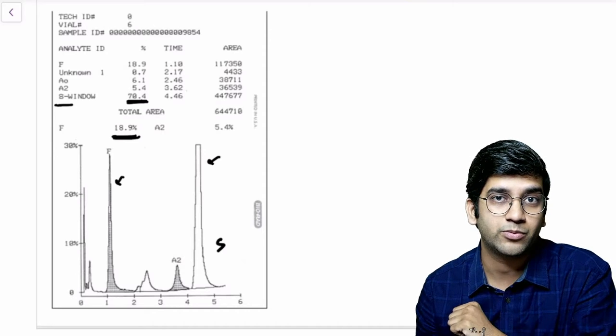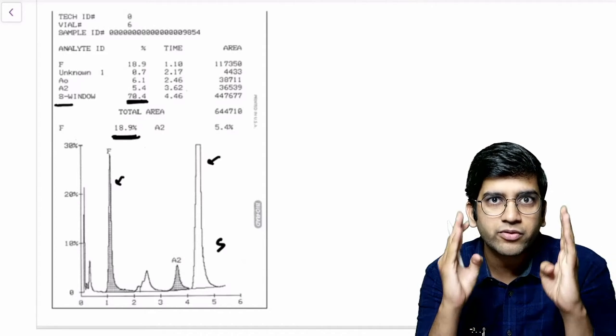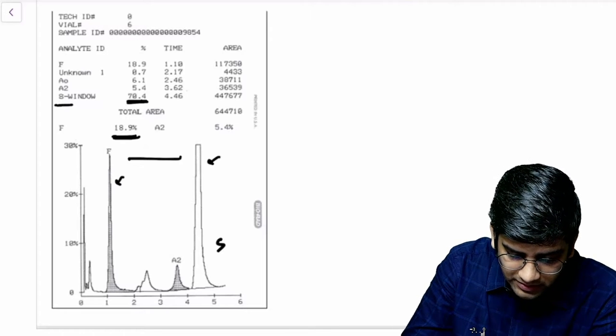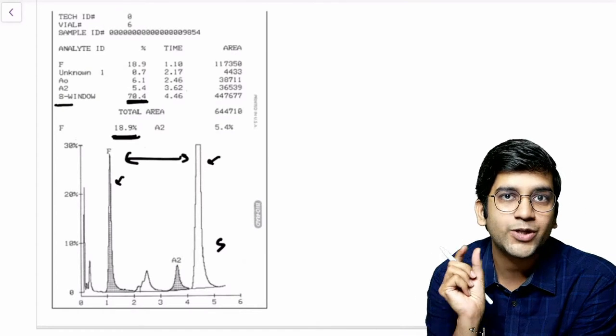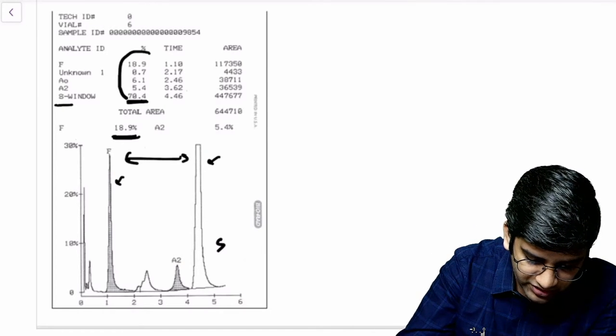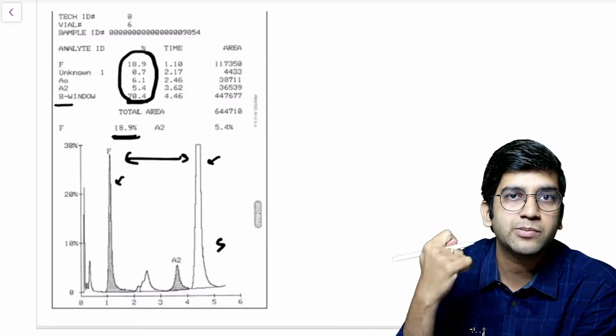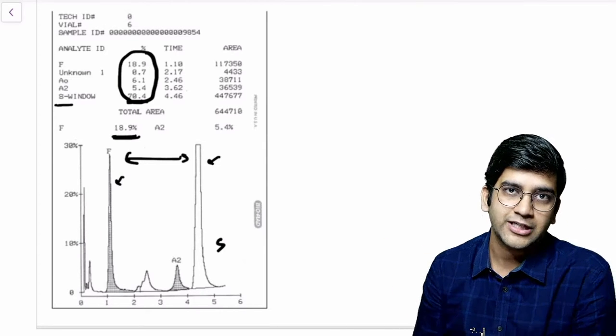Please be very, very careful about that. Peak might be the same. Both of them might look tall, but the area under the curve is different. It doesn't mean these two are equal. It's the area which matters, and always look at the percentage rather than looking at the graph. The percentage gives more information about HPLC than the graph per se, fine? Great.